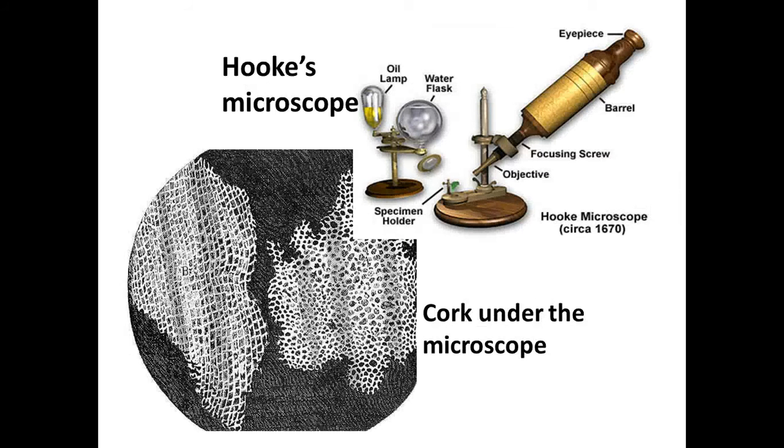This is what Hooke's microscope looked like. And you can see it had a lamp, it had an eyepiece, it had an objective screw and stuff, and that's the cork that he looked at.